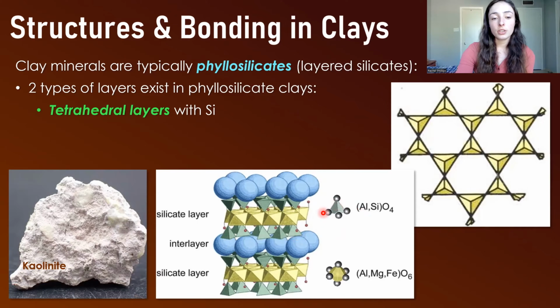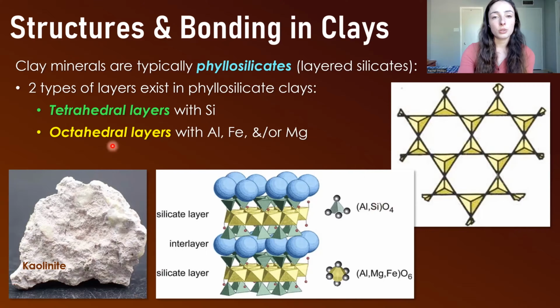And then the other thing that can be in the center of the 4 oxygen atoms for the tetrahedra is aluminum, but typically it's silicon. And then the other type of layer is octahedral layers that form and kind of are interbedded between the tetrahedral silica layers. And these octahedra can have various different cations, including aluminum, iron, and/or magnesium.